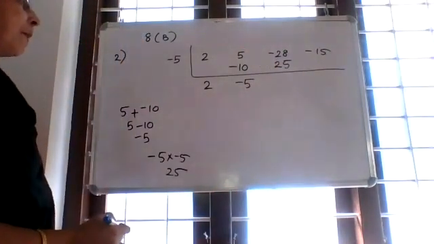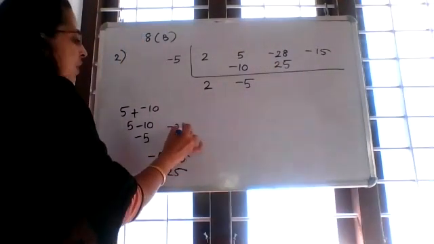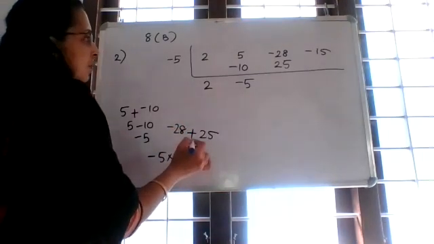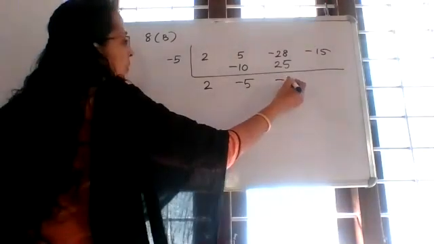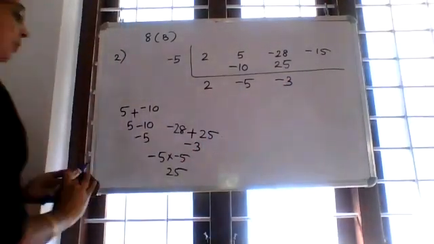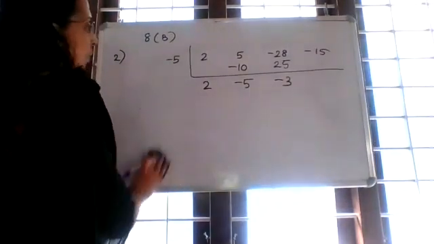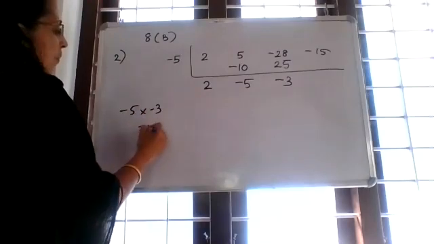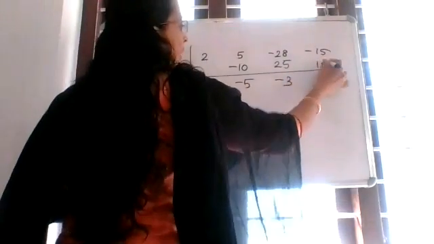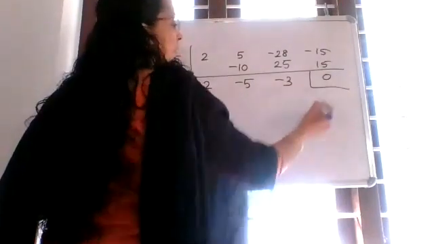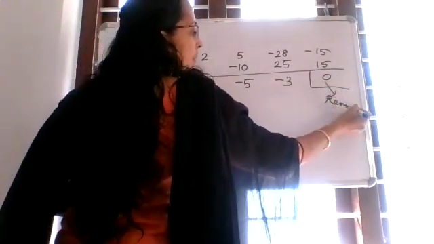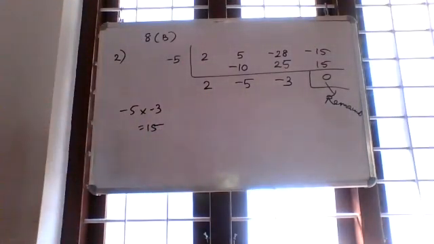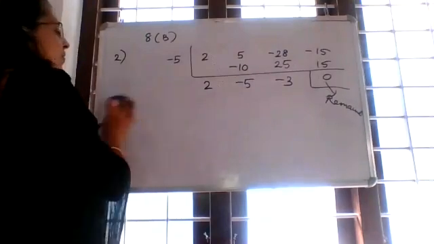Positive 25. Negative 28 plus 25, adding only, so negative 3. Negative 3 into negative 5 is positive 15. That 15 we want to write here. Then 0. That means this is the remainder. Given what? x plus 5 is a factor. So we got the remainder as 0.